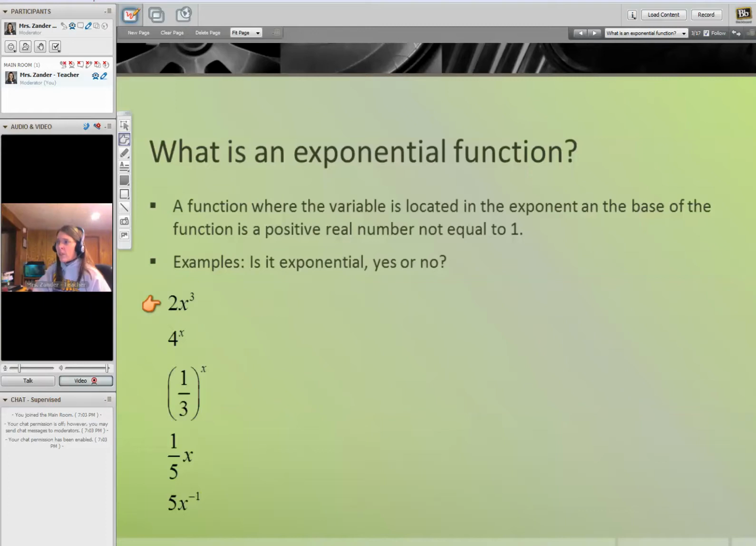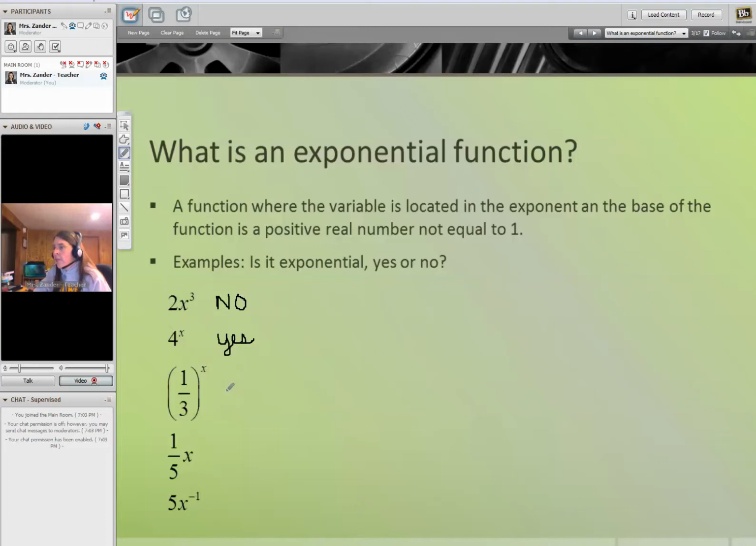The first one is 2x cubed, and this is not an exponential function. The reason that this one is not an exponential function is because there is a 3 in our exponent and not a variable. Therefore, it's not an exponential function. The second one is 4 to the x. This one is an exponential function. So that one we would answer yes.